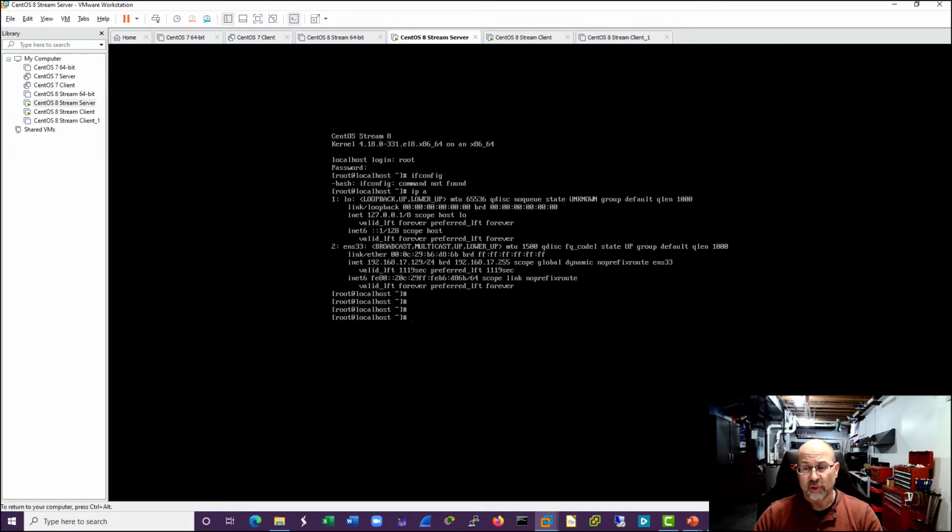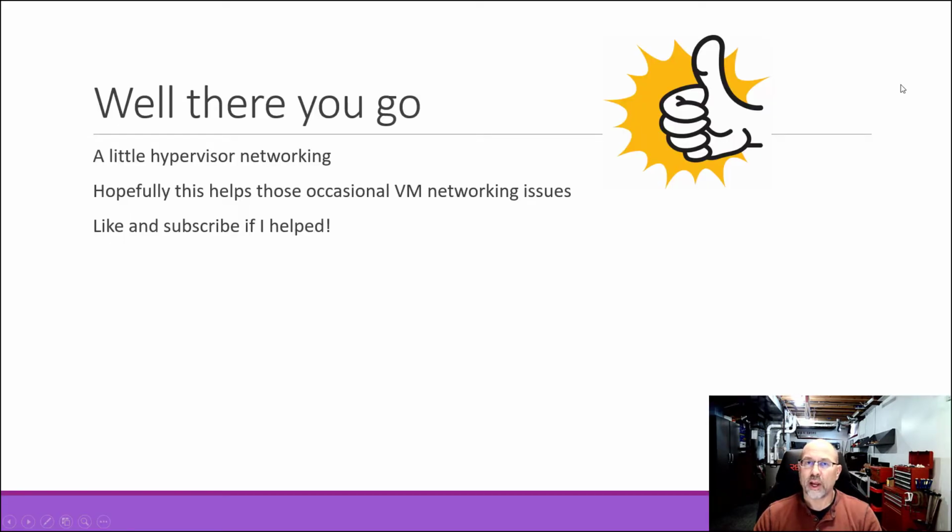So now we know exactly where the VM got the IP address from, and we know how connectivity works for these VMs. Well, there you go, a little hypervisor networking. Hopefully, that will solve the majority of networking problems that come up. It's always about understanding the condition that the VM is in and the condition that the host is in, and then what the networking conditions are for the real world and for the VM networks.